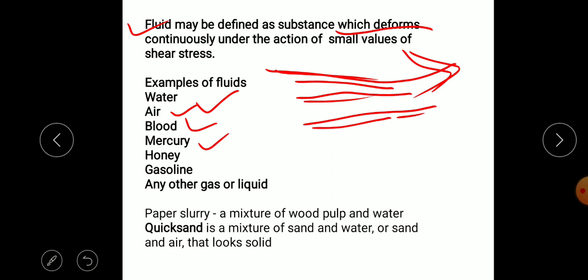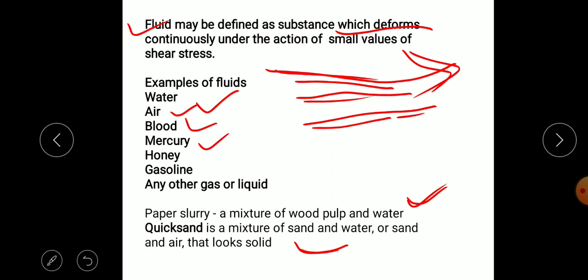Also, there are some solids suspended in fluids or liquids. A mixture of wood pulp and water, that is a paper slurry, is also considered a fluid. Wet sand, a mixture of sand and water, looks like a solid, but that is considered a fluid. So, these are examples of fluids. We see these fluids in daily life.